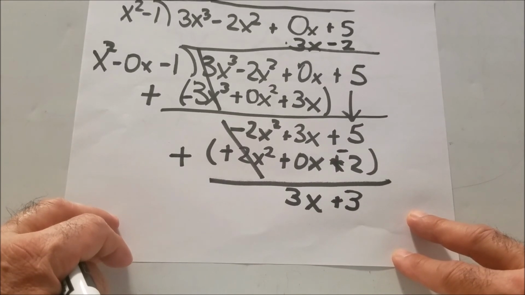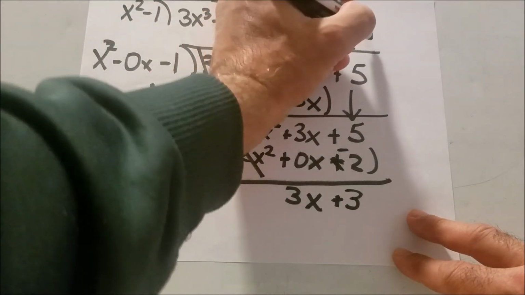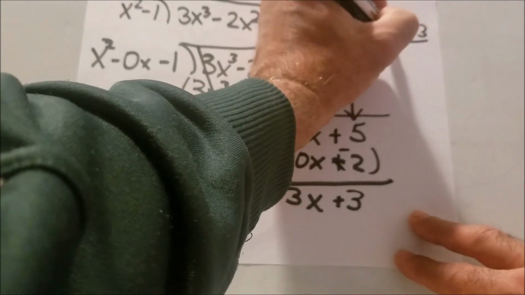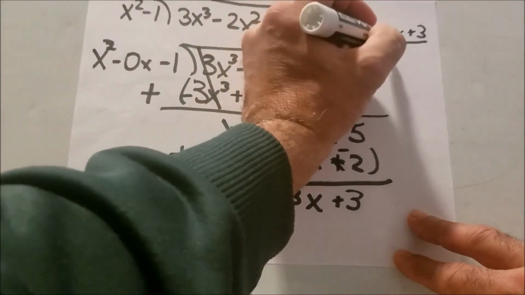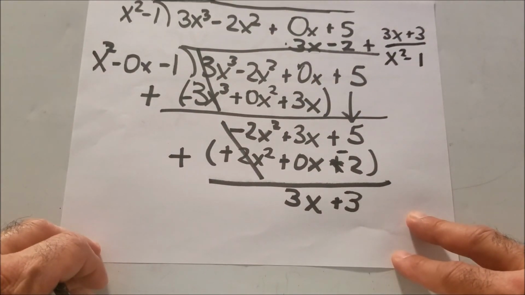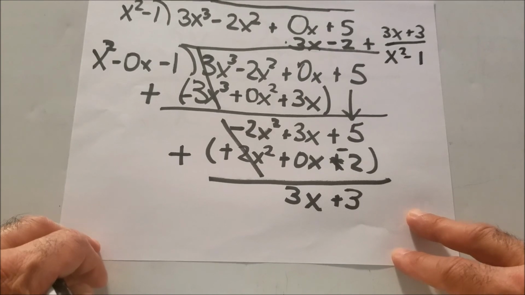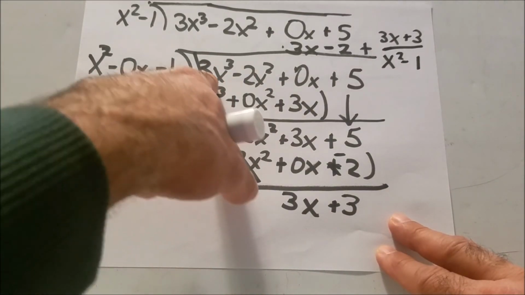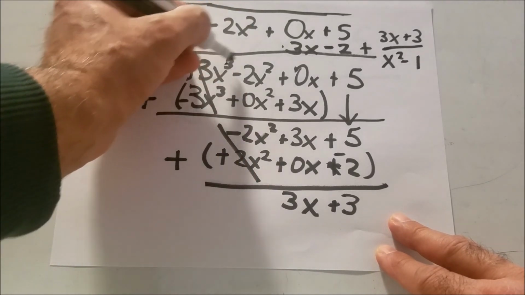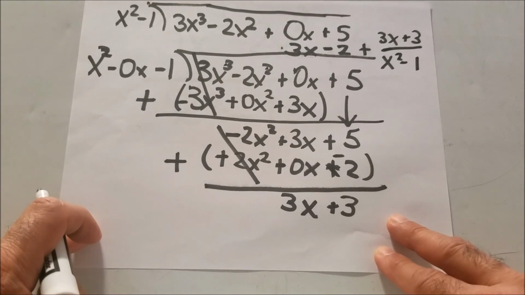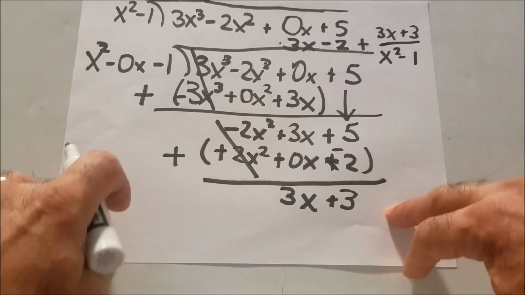So our answer is 3x minus 2 plus 3x plus 3 over, and you can just say, x squared minus 1. There we go. So be careful when you're missing terms. They're descending. If you have a 3, you have a 2, you don't have a 1, so you put the 1 in. You leave it blank or you put a 0. Be careful with that.